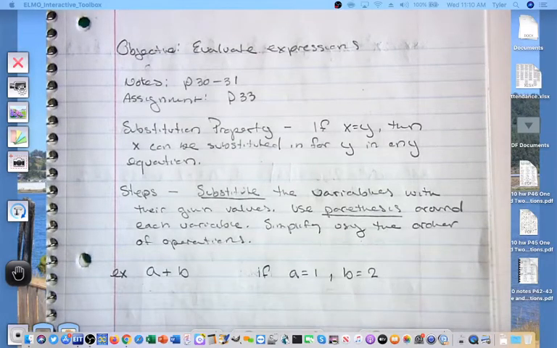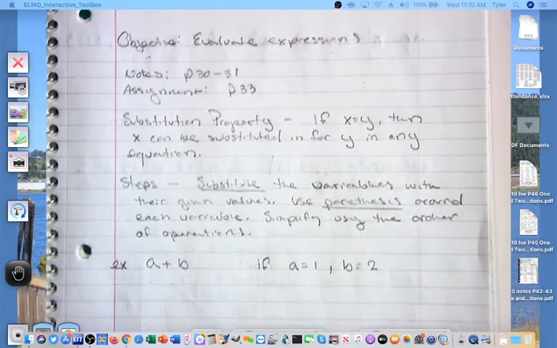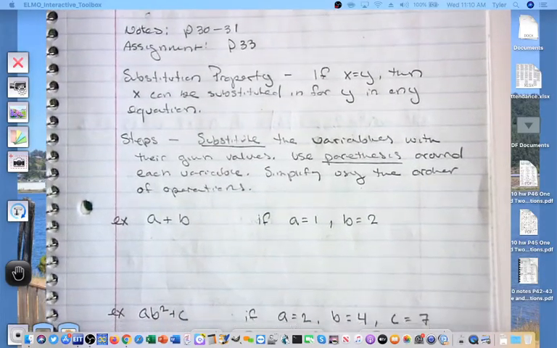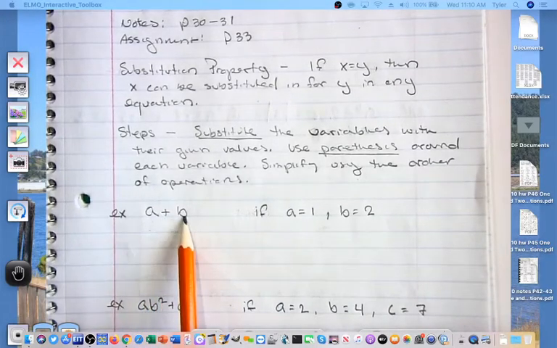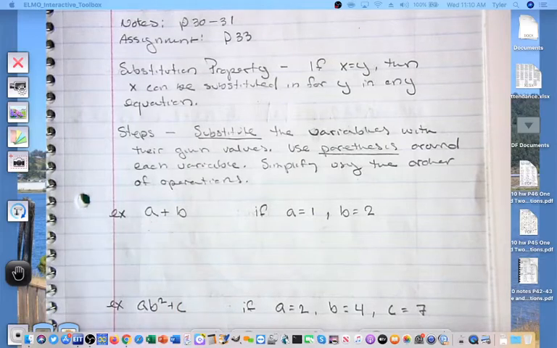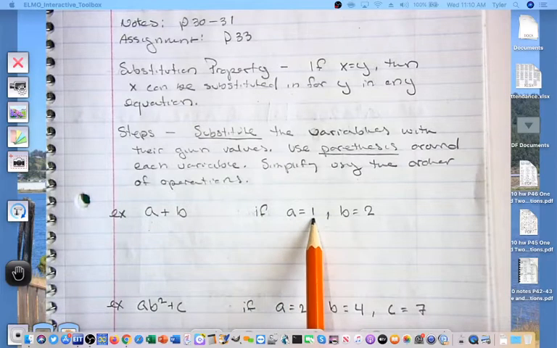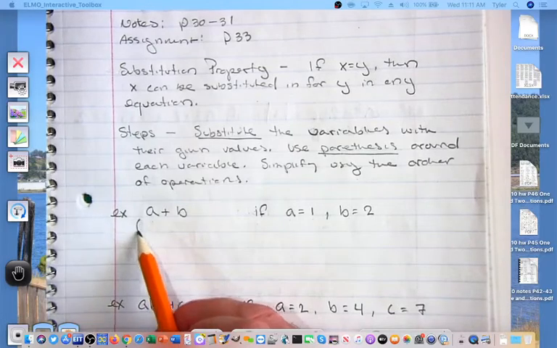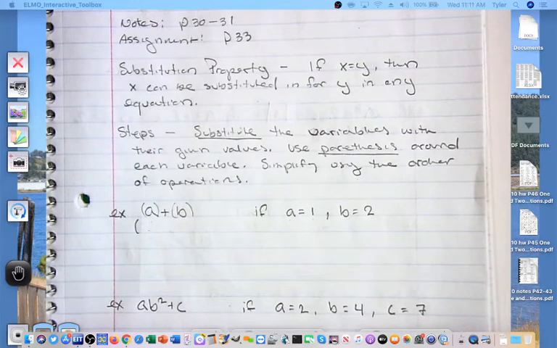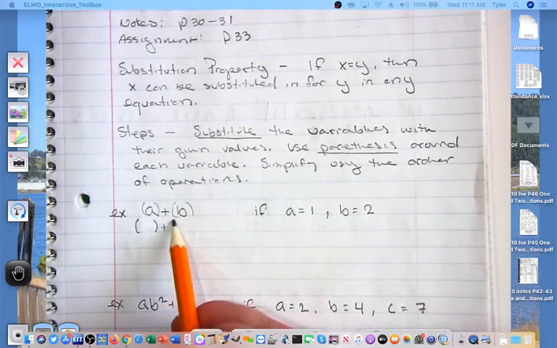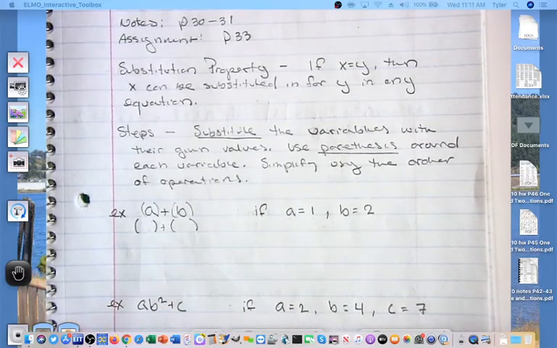So I went ahead and made just about the easiest possible expression that I could begin with. And let's take a look. So I was given a plus b. My job is to figure out what a plus b is equal to. Now, we are going to do that if a is equal to 1 and b is equal to 2. The first step that I'm going to do is put parentheses around each of my variables.